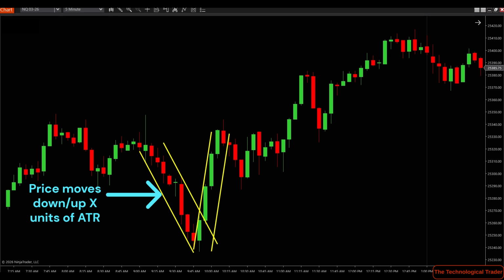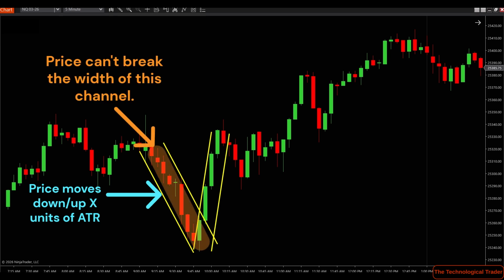The algorithm tracks that controlled descent and then confirms the pattern when it sees an identical sharp recovery back to the upside. Furthermore, I also use the ATR to measure the width of the price path, essentially the corridor through which the price moves. This ensures that the price stays within a specific controlled range during the formation. To make this clearer, let's look at an example with actual numbers.